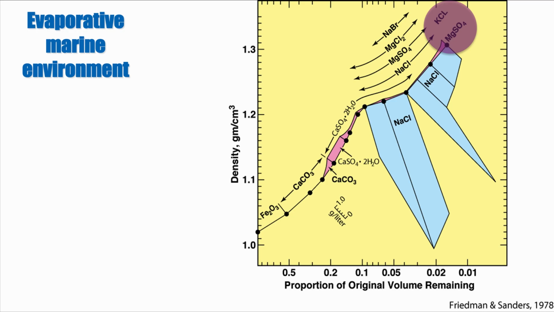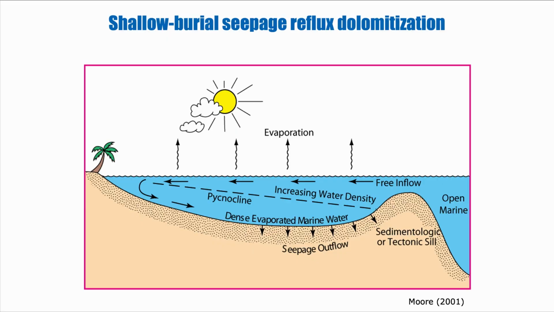But notice that we are at 2% of seawater remaining, so that's extreme evaporation. But the take-home message here is that through evaporation of seawater, you create a new fluid, evaporated seawater, that has very different chemical properties than the original fluid. And a different fluid means a different style of diagenesis. And in fact, in evaporative conditions, we can have dolomitization.